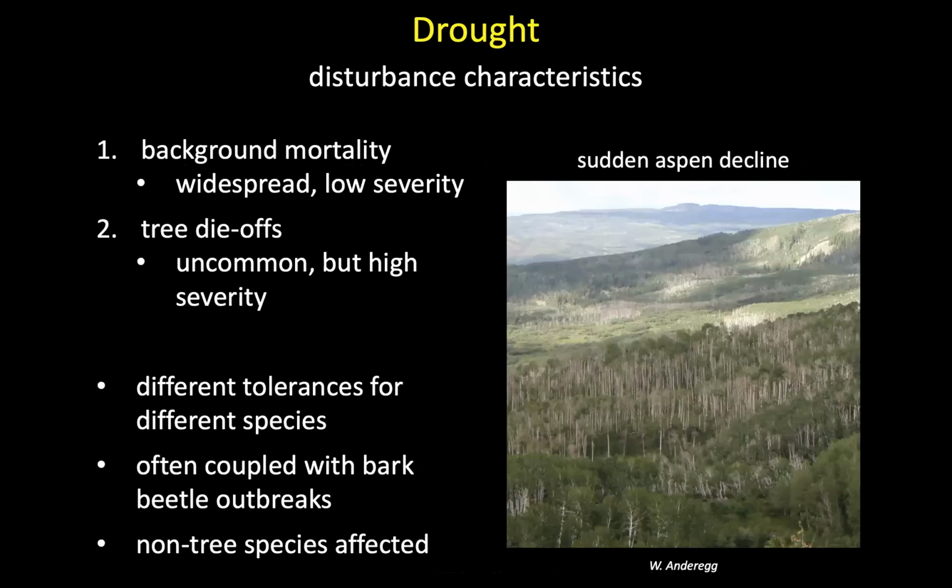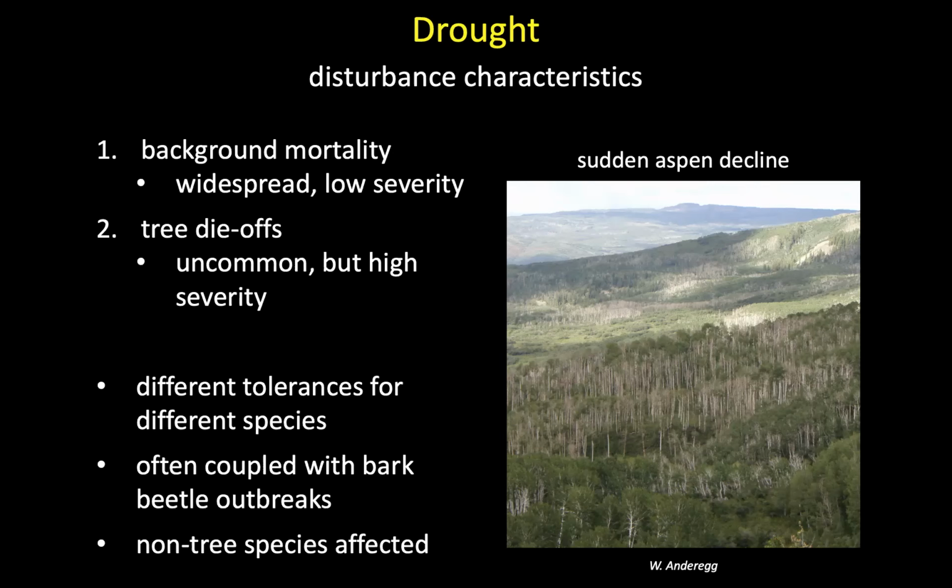Turning now to drought. Drought affects trees in a few different ways. First is background mortality, in which a few trees per year per stand are killed by drought. So maybe 1 to 2% per year in locations. Low severity, but widespread, common throughout forests. This is in contrast to tree die-off events, which are associated with the uncommon but severe droughts. And these droughts lead to a high degree of tree mortality within locations.